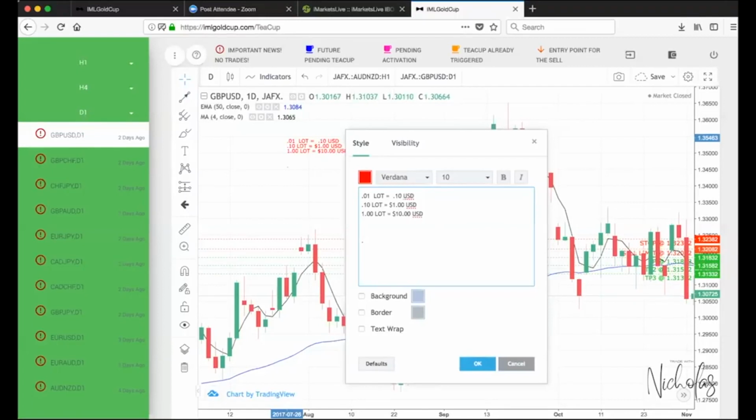So if I have a lot size of 0.01, which is really 10 cents a pip, and I go 25 pips, how much money did I make? We're going to talk about money. If I traveled 25 pips and I'm trading at 10 cents a pip, how much money do I have? This is simple math. I've got $2.50, guys.